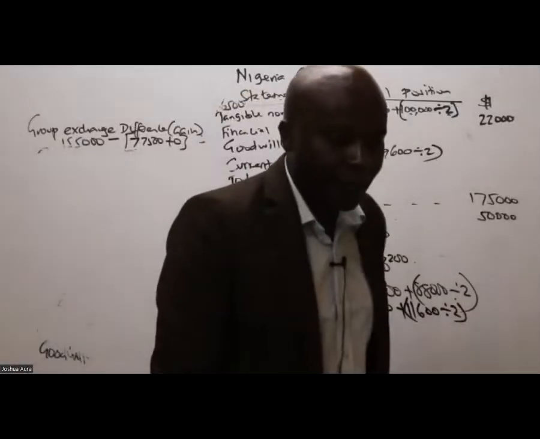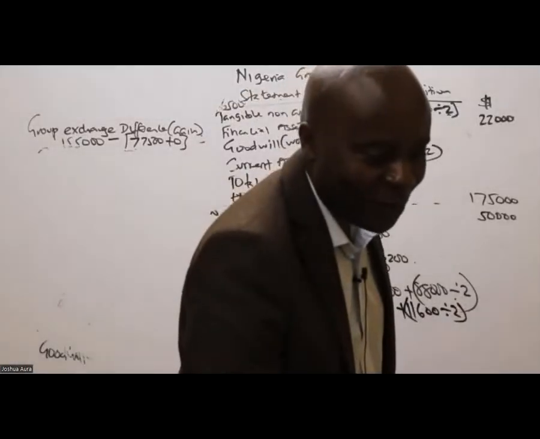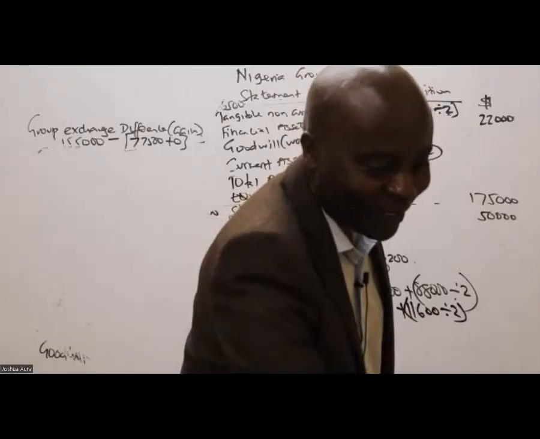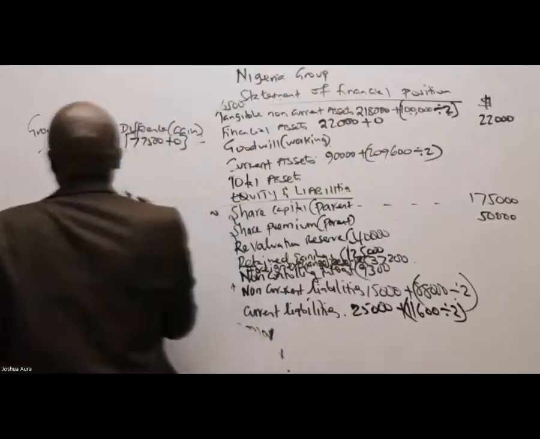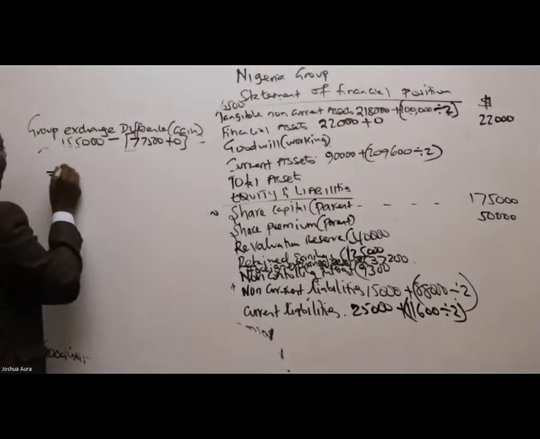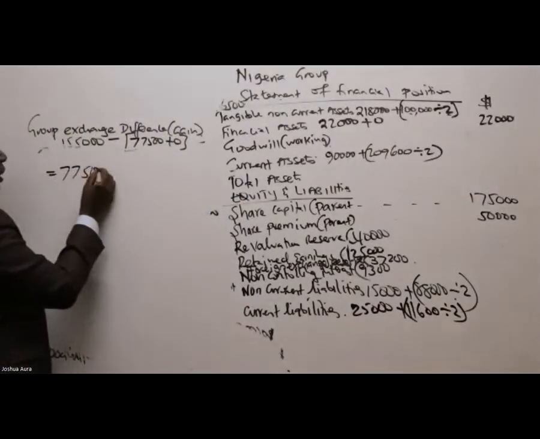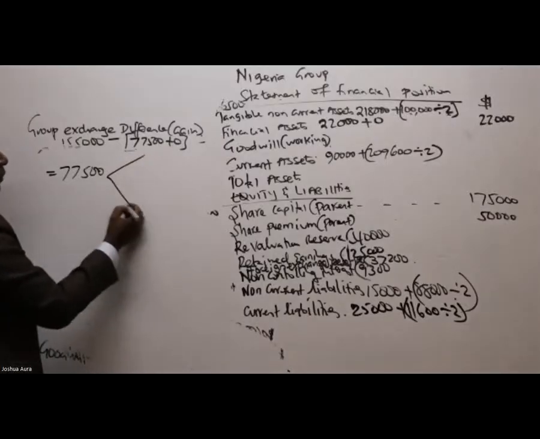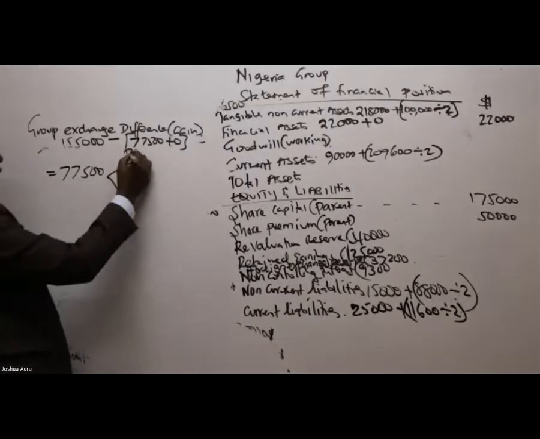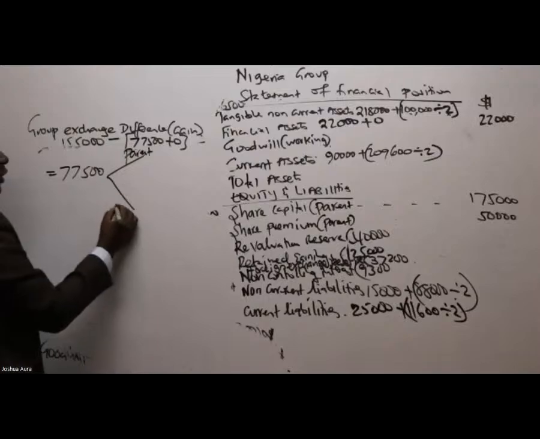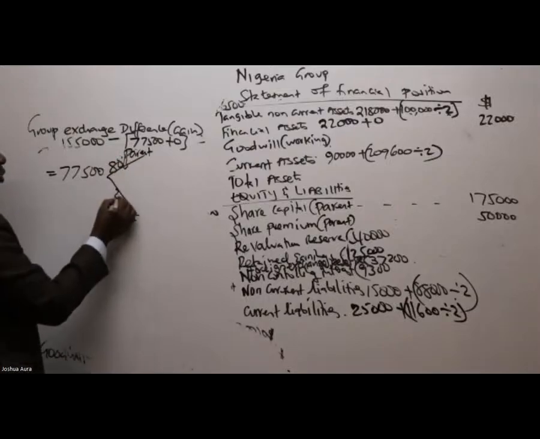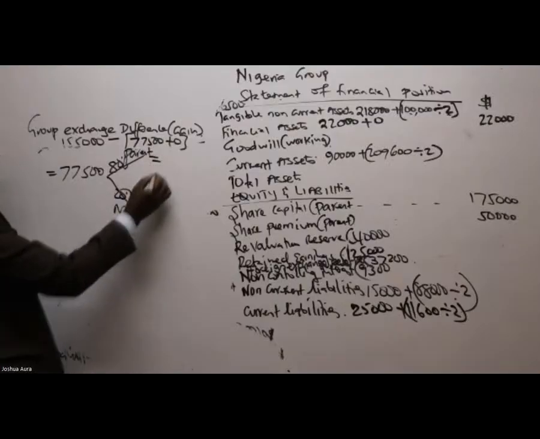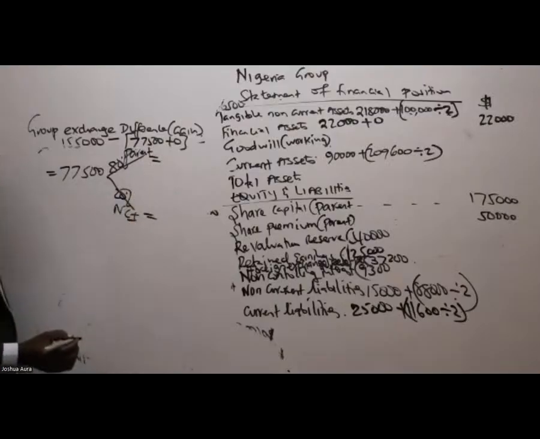Is it 72 or 77? Where are they getting 72 from? I think they are correcting there. So they're telling me it is 77,500. So once I get this 77,500, please share it out, the parent vis-a-vis the NCI. Remember, this is 80%, and this is 20%. Please give me the figures.